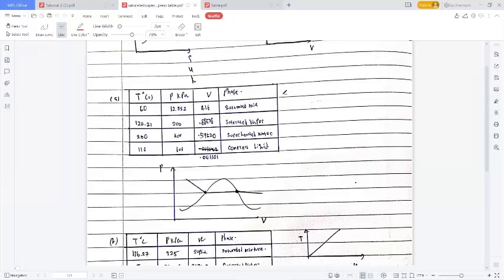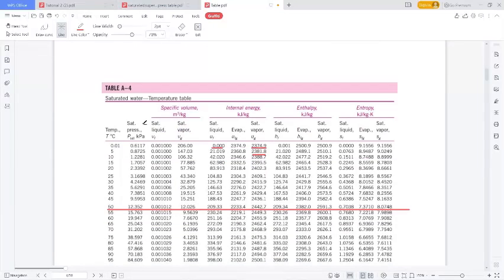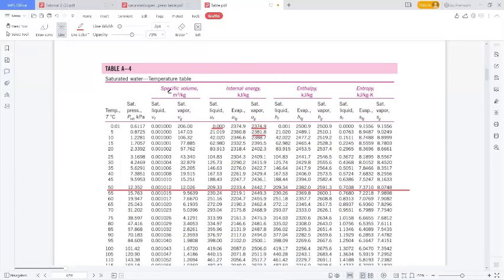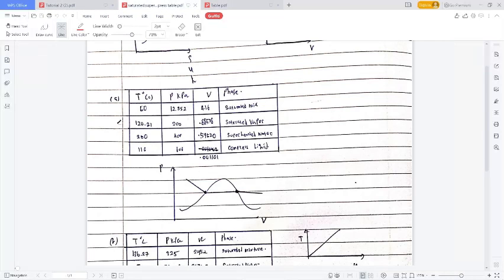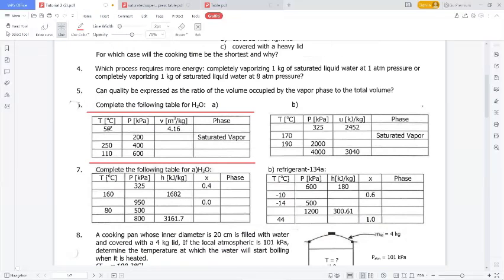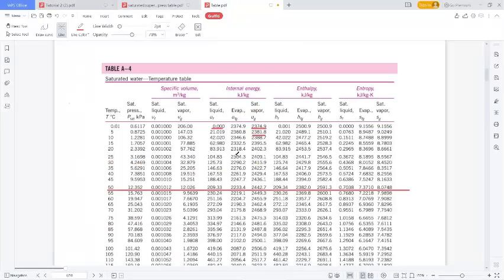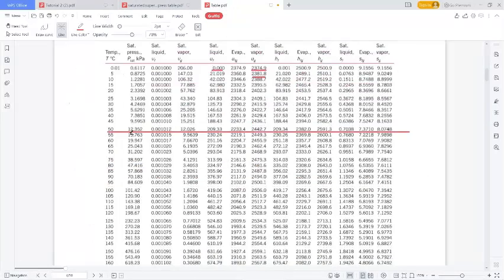So it's just logic to say, if we look at the saturated water table and we don't find the value, then it must be in the compressed or the superheated water table. So always keep in mind that if you are dealing with this problem, always refer to the saturated table first. In this question, at 15 degrees C, we are given a specific volume of 4.16. So this is the A4 table.